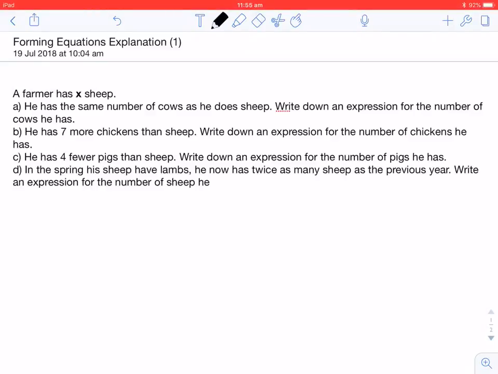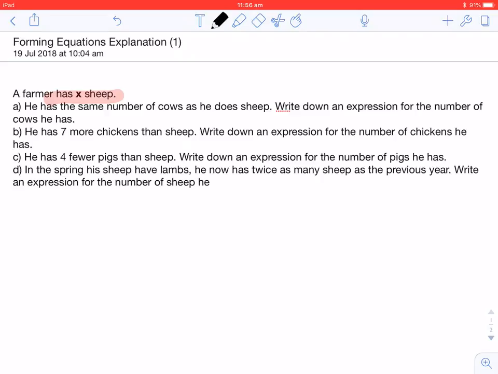So we're looking at the first part of forming equations and expressions. Now, the easiest way to explain this is through an example. So we're told here that a farmer has X sheep. Now that means that we don't know exactly how many sheep that this farmer has. It could be 3, it could be 9, it could be 28,000, but we just know that it can be written as the letter X.